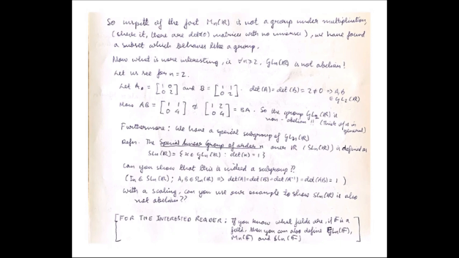You already know that matrix multiplication is not commutative. But what about this subset? Are elements of this subset also non-commutative? Just try it.